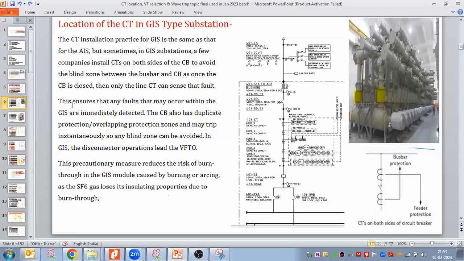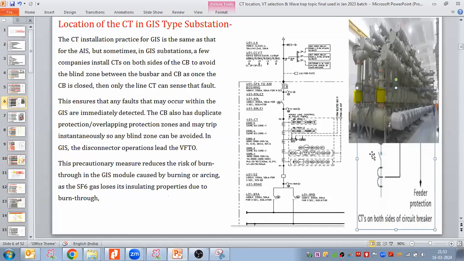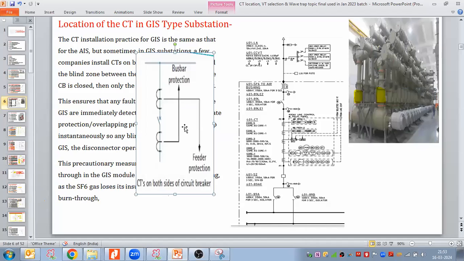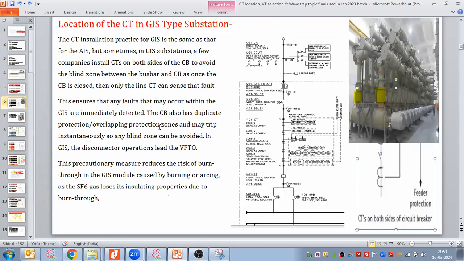Yes, sir. In my experience, mostly the CT which is before the breaker looks for the line protection, and the CT after the breaker looks for the busbar protection. This one, right? Yes, exactly, like this. I have taken the point here.